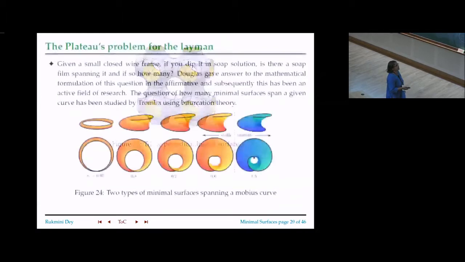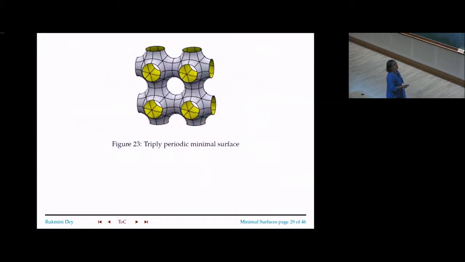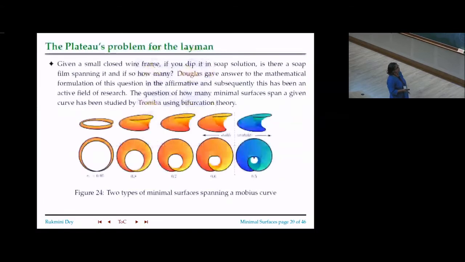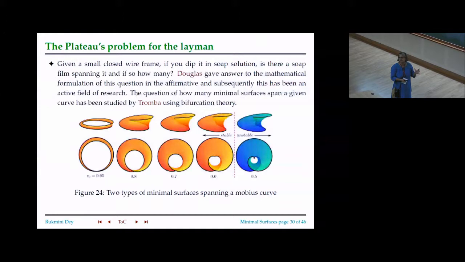Okay, great. And this is a periodic minimal surface. It appears in crystallography. Okay, now this is the thing I was telling you. You take a Mobius band. That means you have a band and you twist it, and if you dip it in soap solutions, you will find that there is not just one, there are multiple surfaces you get when you dip it in soap solution. You will be able to see many of them.